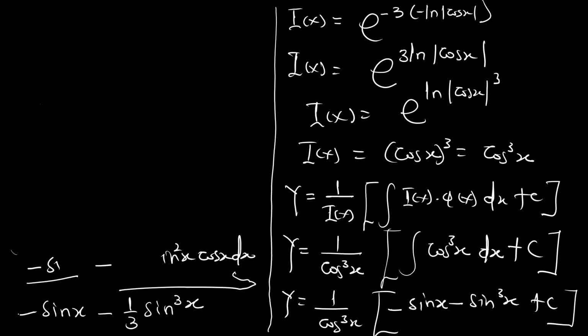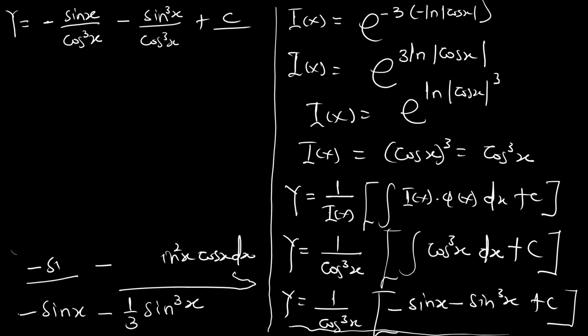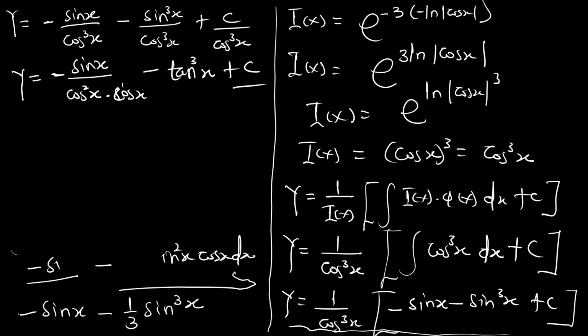So let's distribute this. We are going to have y equals sine x over cos cubed x, minus 1 over 3 sine cubed x over cos cubed x, plus c over cos cubed x. Y will be equal to, we can write sine x all over, let's say, cos squared x multiplying cos x, so that this will give us cos cubed x. But sine cubed x over cos cubed x is tan cubed x, plus c over cos cubed x.